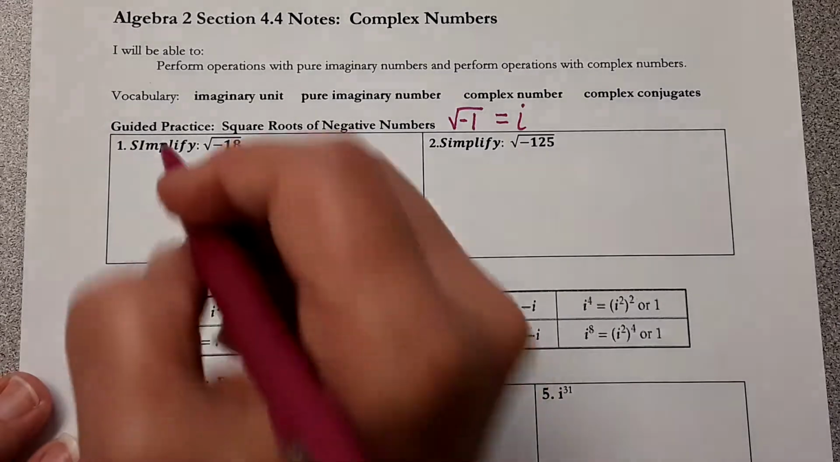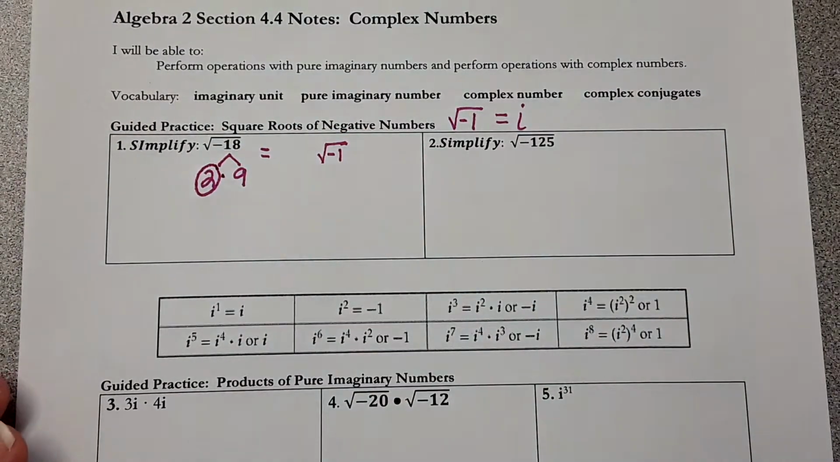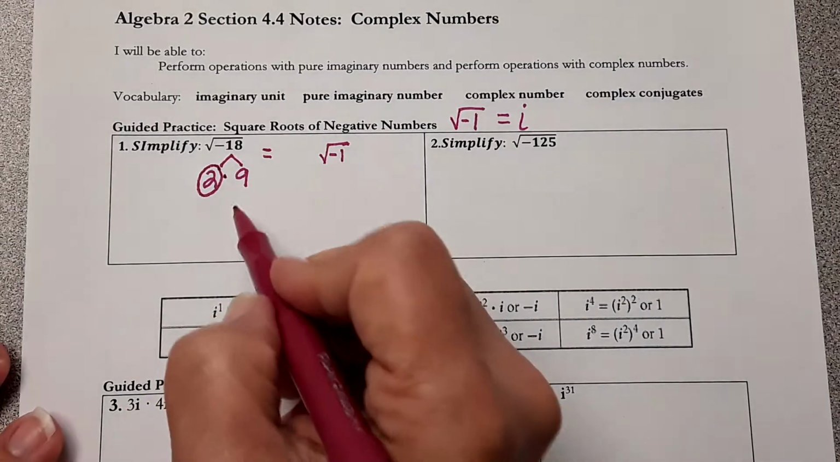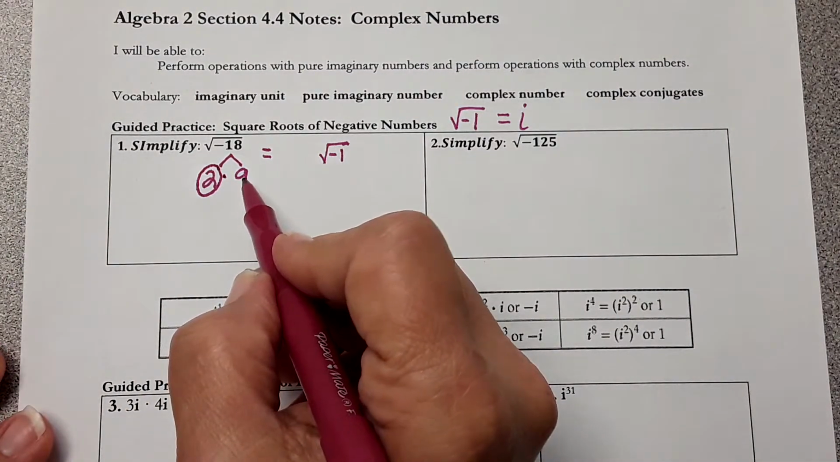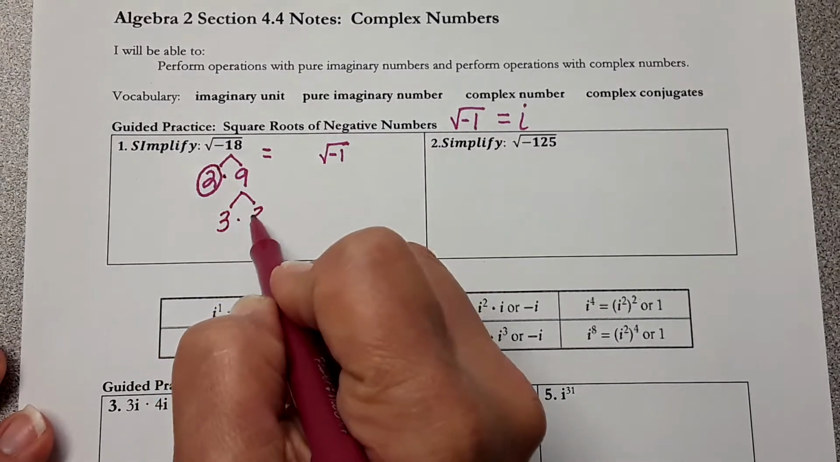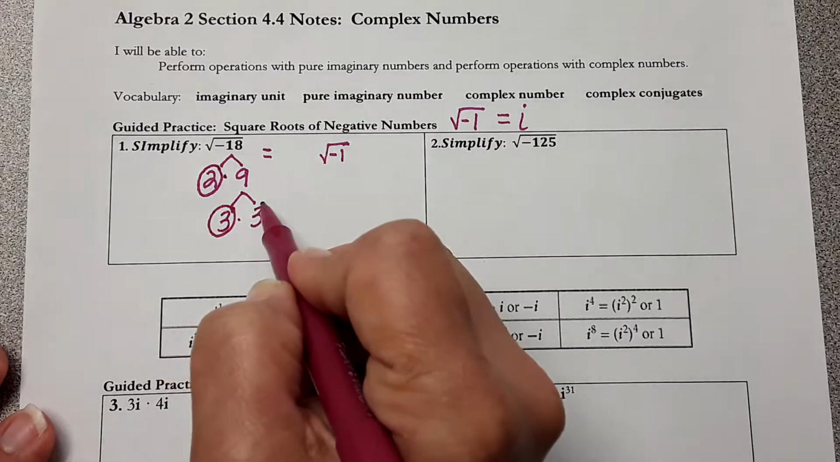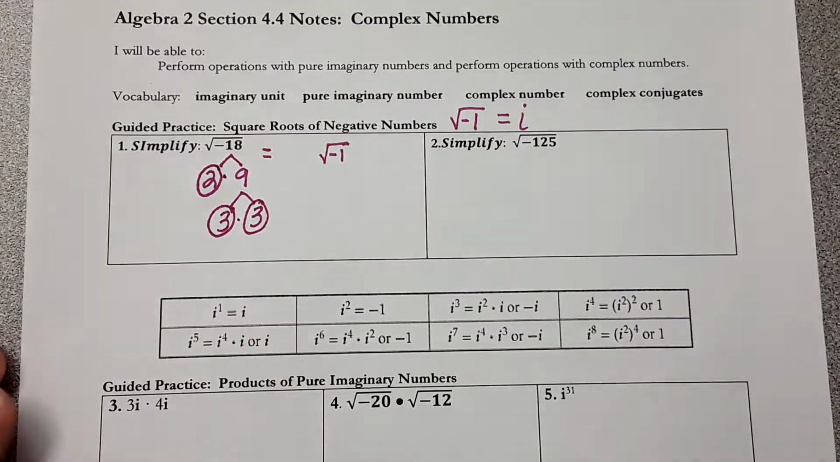And I am going to circle my prime numbers. So 2 is a prime number. I'm going to circle that. I'm not going to circle 9 because 9 is not a prime number. I'm going to do two numbers that you multiply to get 9. 3 times 3 is 9. And I'm going to circle. I only care about the numbers that I circled. Anything I didn't circle, I don't care about.